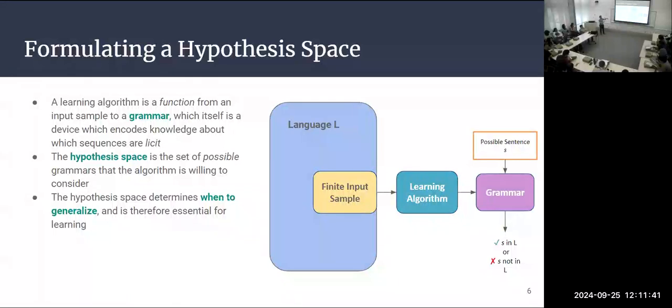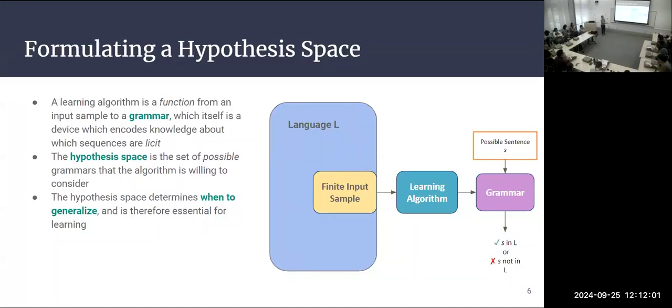So we're going to have to learn the shape of this infinite set using this finite set of examples. In order to do that well, we need a hypothesis space, which is the set of possible grammars that we're willing to entertain.